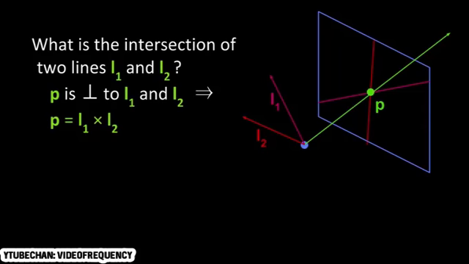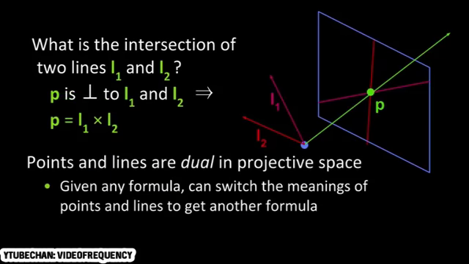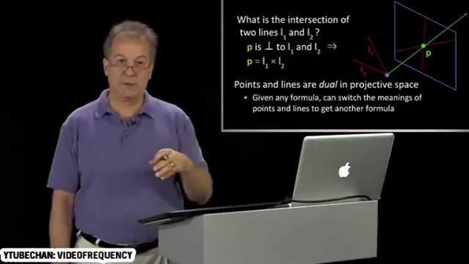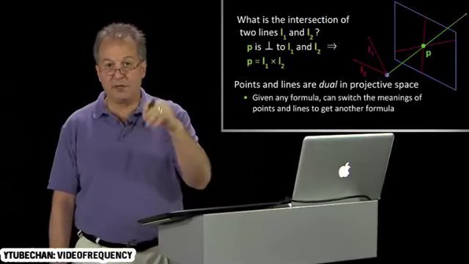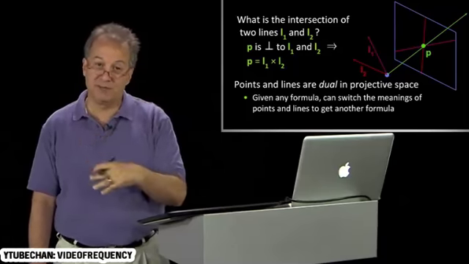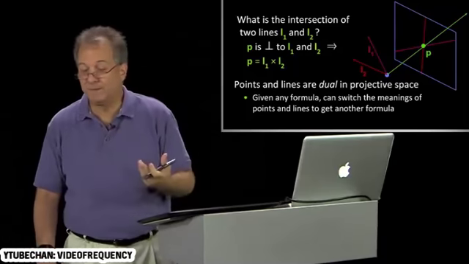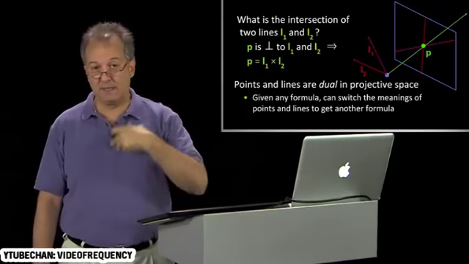In order to find the point that's the intersection of 2 lines, I just take the cross product again. So the points and lines, as I said, form a dual in projective space, and that means given any formula, I can switch back and forth between what are the points and what are the lines. So when I told you that L transpose P equals 0, and I said L was the line and P was the point, well, that's just because L is for line and P is for point.